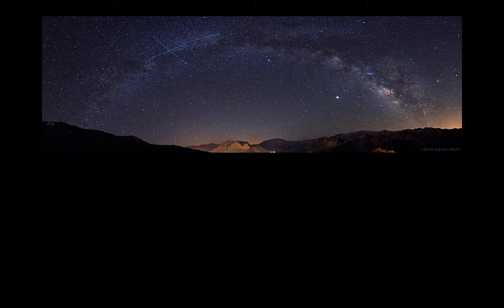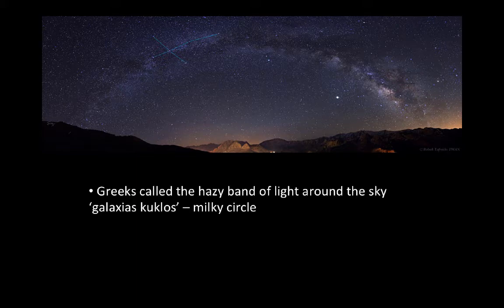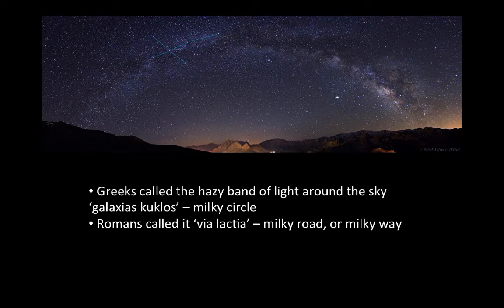So if you go somewhere on the surface of the Earth where there isn't much light pollution and look up, you will see a band of stars arcing across the sky. The Greeks called it the Milky Circle. The Romans called it something similar, the Milky Road or Milky Way. So what is it that we're looking at?